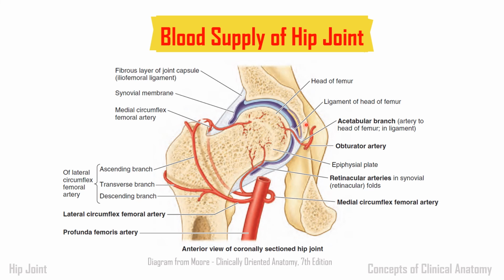The blood supply to the hip joint is also important in the clinical aspect, because the neck of the femur tends to fracture in old age due to osteoporosis, especially in females. Because of that, the blood supply to the head of the femur will be impaired because of damage to the retinacular vessels during the fracture of the neck of the femur, which results in avascular necrosis.